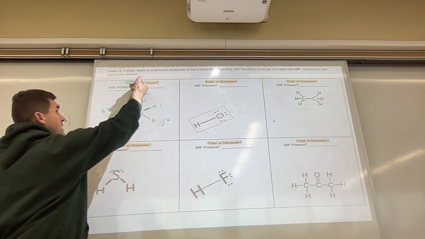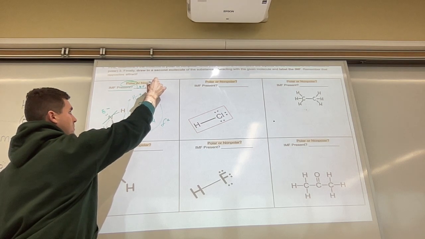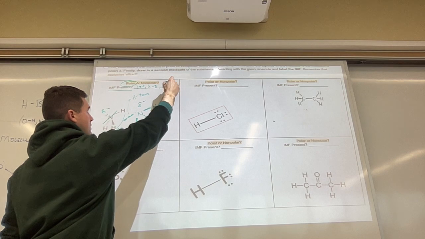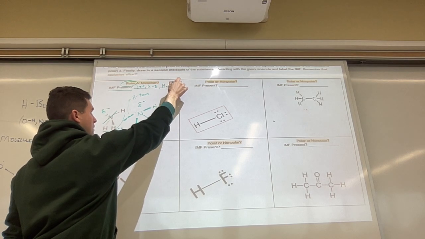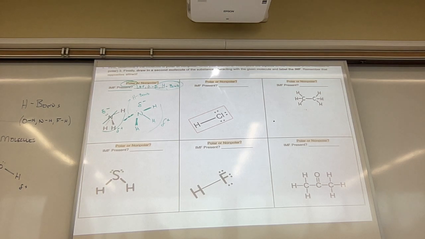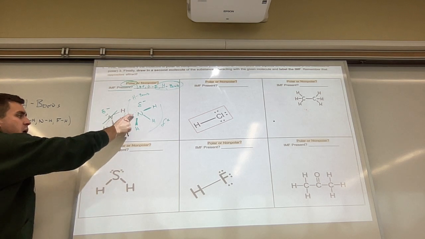IMF present, it's really all of them: LDF, dipole-dipole, and H bond. But H bond is just fine. We'll just call it the hydrogen bond for now. Why? Polar, and hydrogen is bonded to nitrogen.